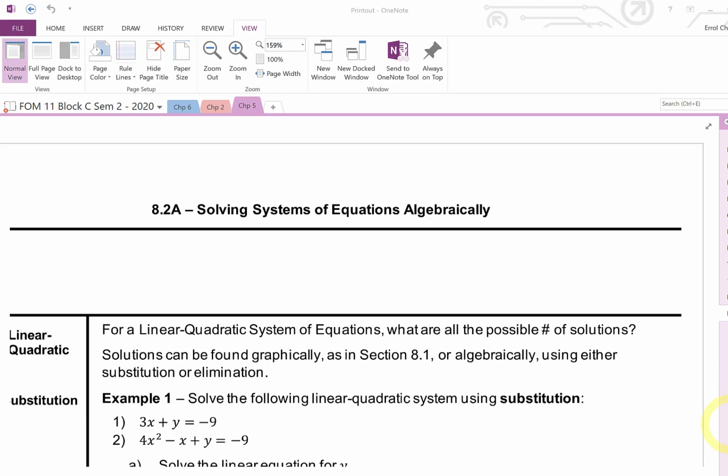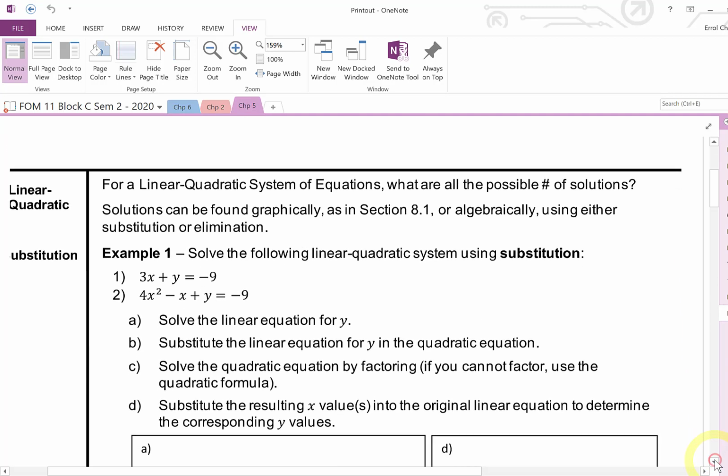All right, so this is for Pre-Calc 11, Chapter 8, Section 2. It says here, for a linear quadratic system of equations, what are all the possible number of solutions? Solutions can be found graphically. So in the last section, we graphed them using technology. But this one, we're going to actually use a little bit of algebra.